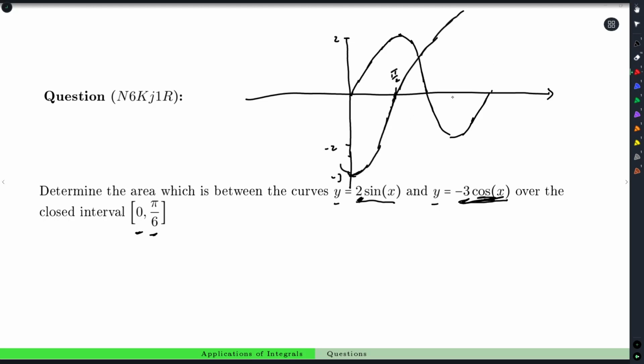But we don't even need all of this out here. We're going from 0 to pi by 6. So 0 is here. Pi by 6 is about here. In fact, it's probably a little closer. And so we just want this area here.